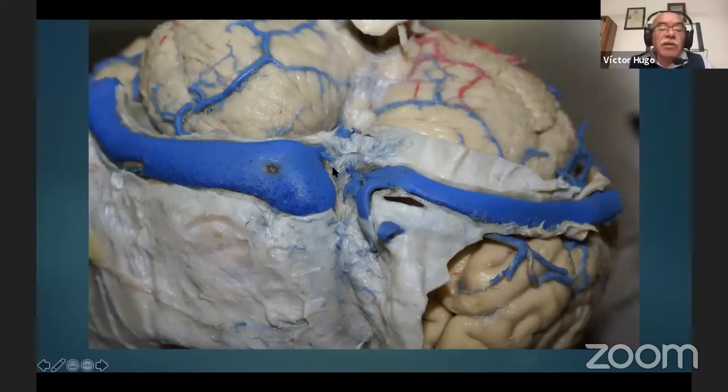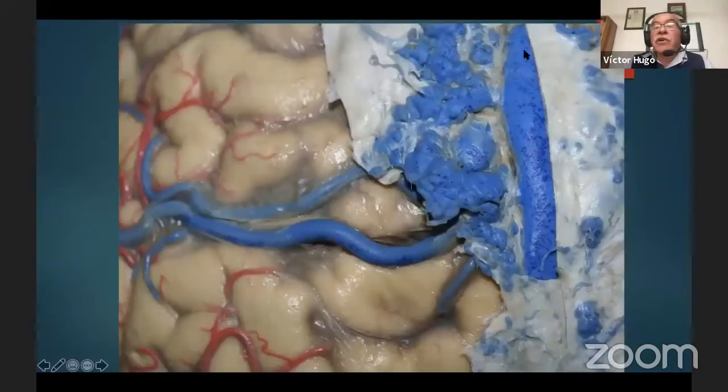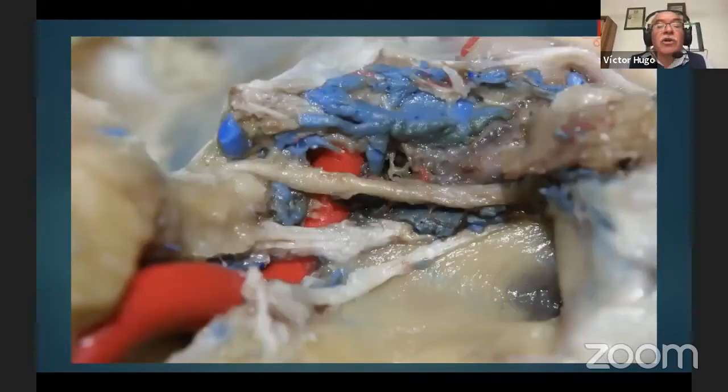You can identify very well the variation. This is a hyperplastic transverse sinus. This is a hypoplastic transverse sinus. This is a superior sagittal sinus, the venous lacunae, and this anastomotic vein that goes into the superior sagittal sinus.